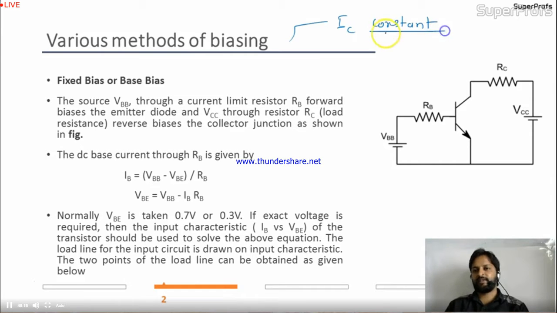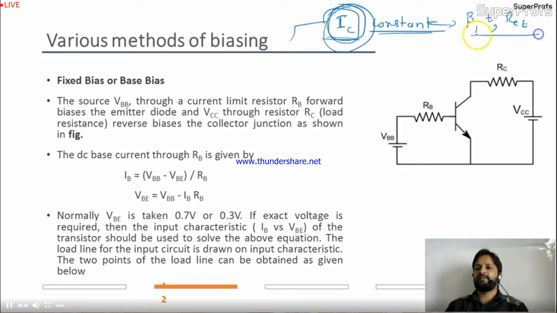Okay, for better amplification we need constant IC. The collector current should be constant. This collector current is a function of beta, temperature and load variation. So what we have to do is make this IC independent of beta, T and RCE. So this is another application, or importance, of biasing, right?